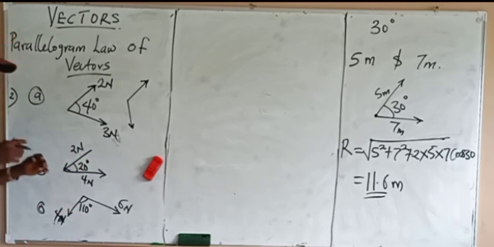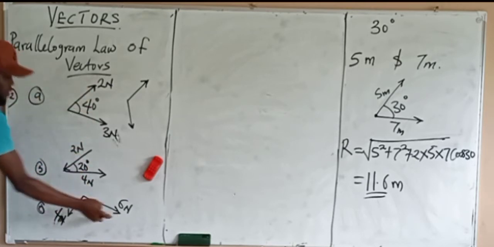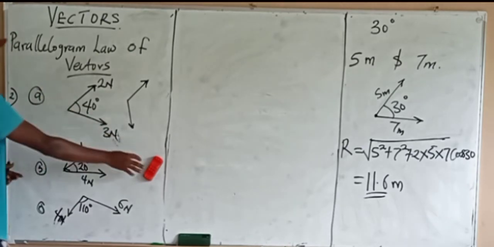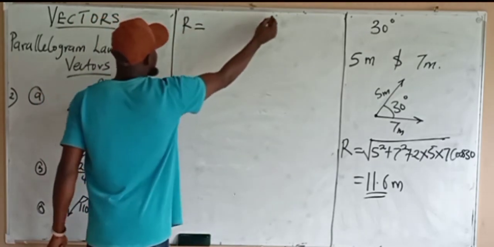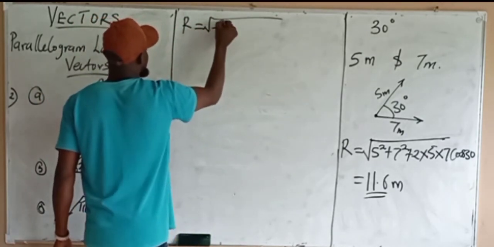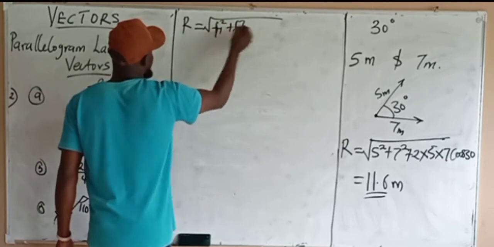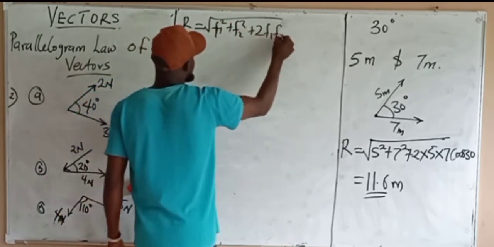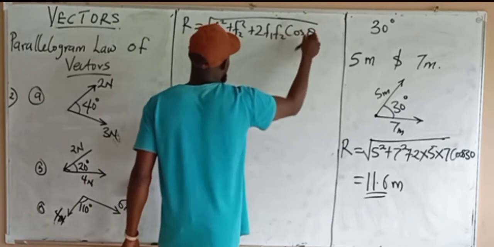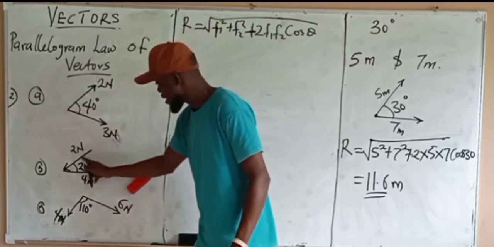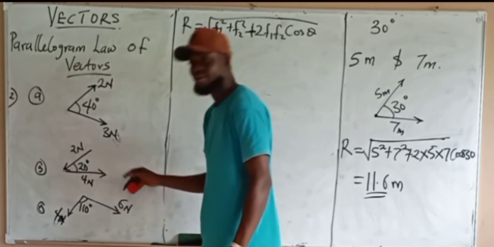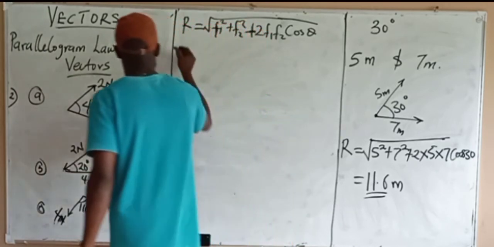To add two vectors together and find the total, add this to this, using the parallelogram law of vectors, where the resultant is equal to the square root of F1 squared plus F2 squared plus 2 F1 F2 cos theta. This plus changes to minus if one is entering while the other is leaving. Don't forget that.